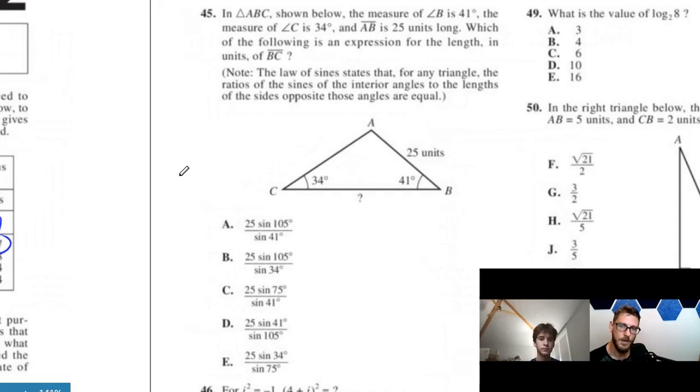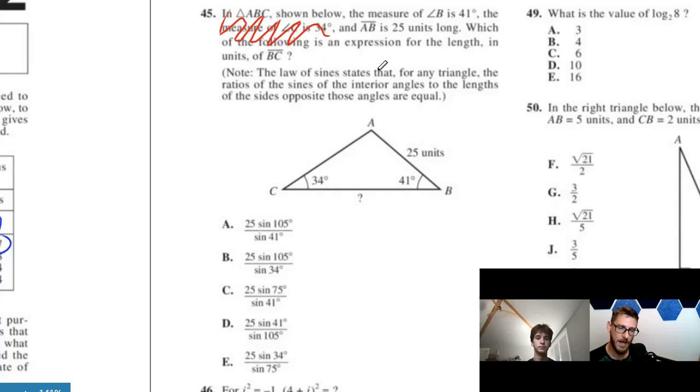Okay. In triangle ABC shown below, the measure of angle B is 41, the measure of angle C is 34, AB is 25. Which of the following is an expression for the length in units of BC? Okay, so all of that is marked on the diagram, so we really don't need any of this, right? We can just look at the diagram.